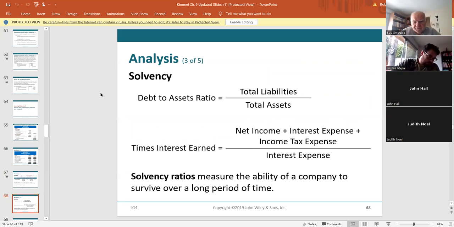Here's a trickier one called times interest earned. We're going to take our net income plus the interest expense plus income tax expense. Net income plus interest expense and income tax expense. We're then going to divide that by the interest expense. And that's going to give us a measurement of what we're getting out of our borrowing, what we're getting out of our interest expense. And these ratios measure the ability of a company to survive over a long period of time.